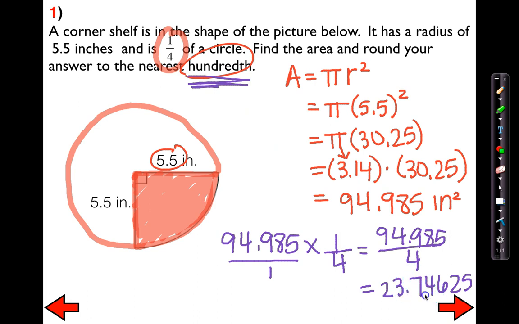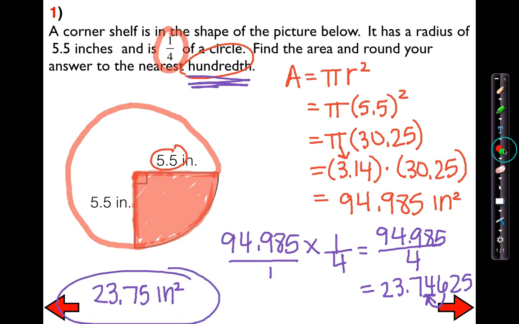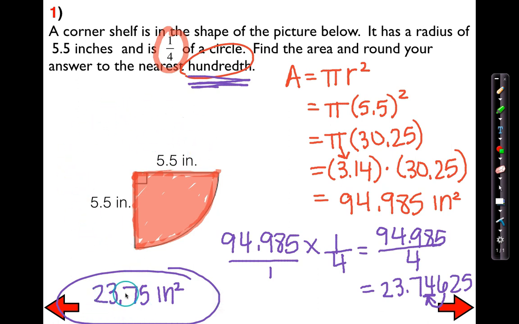Here's the tenths, here's the hundredths. The 6 is going to make the 4 go up, so my final answer is going to be 23.75 instead of 23.74. We're going to make it go up 1, which is going to be 23.75 inches squared. So the area of this bookshelf, which happens to be a quarter of a circle, would be 23.75 inches squared.